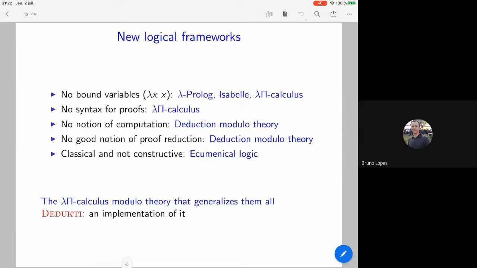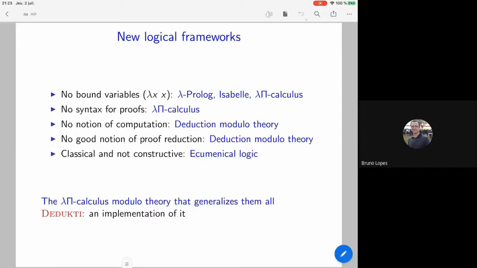Then with deduction modulo theory, we tried to add to predicate logic a good notion of computation and a good notion of proof reduction. And independently, ecumenical logic was developed in order to address this issue of classical versus constructive proofs. And in fact, in this talk, I will speak a lot about ecumenical logic because I decided that it would be my tribute to the Rio community, since ecumenical logic was almost born in Rio. So I thought it was a good opportunity to talk about it.